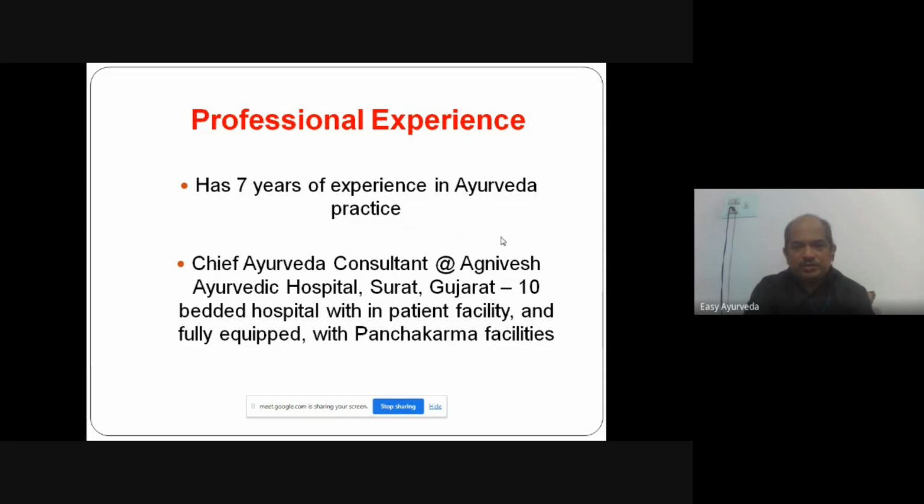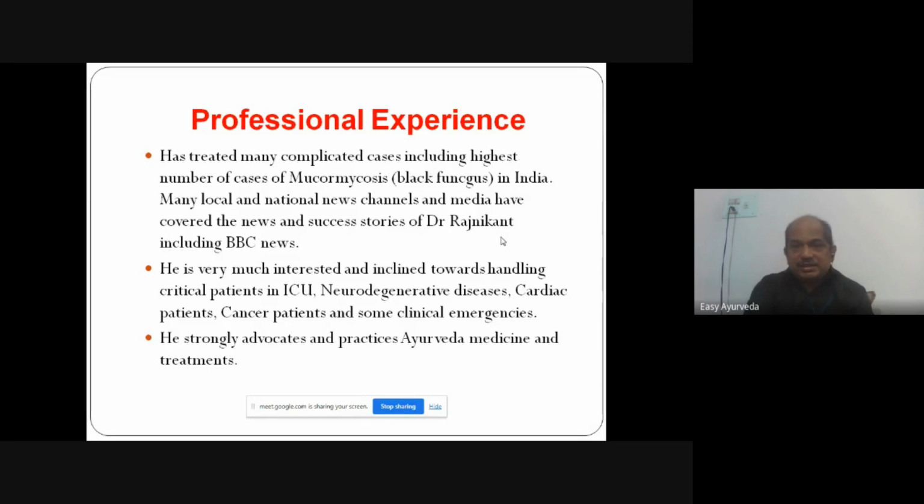It's a 10-bedded hospital, and he has treated many complicated cases, mainly during the COVID time, the mucormycosis or black fungus cases in India. Many local and national news channels and media have covered the news and success stories of Dr. Rajnikant, including the BBC News. He is very much inclined towards handling critical patients in ICU, neurodegenerative diseases, cardiac patients, cancer cases, and some clinical emergencies, and he has had very good success in handling very complicated cases.